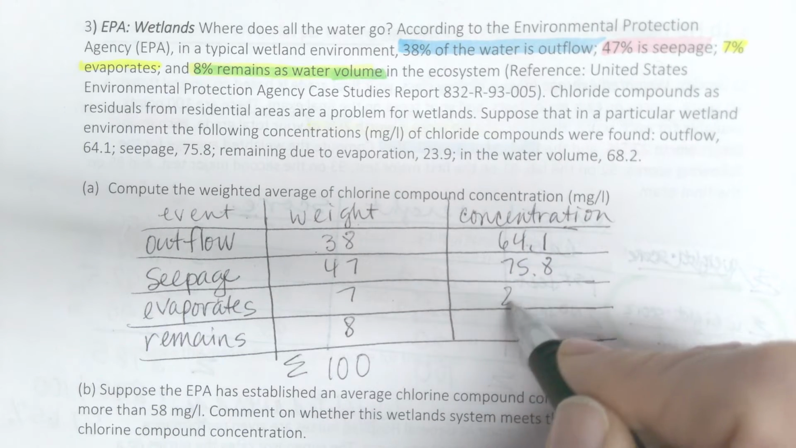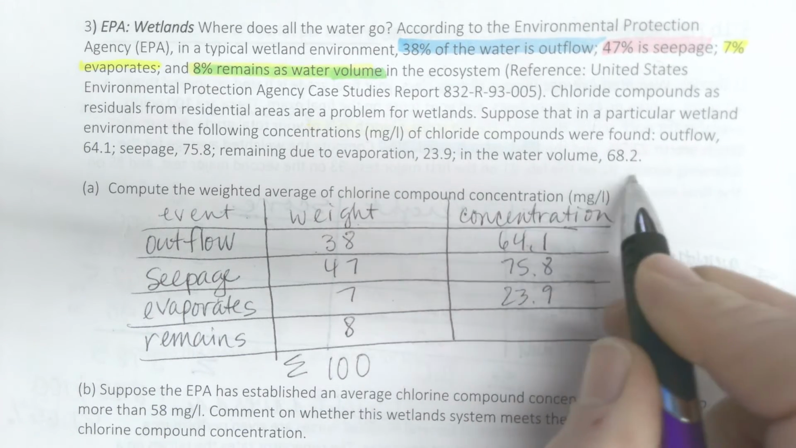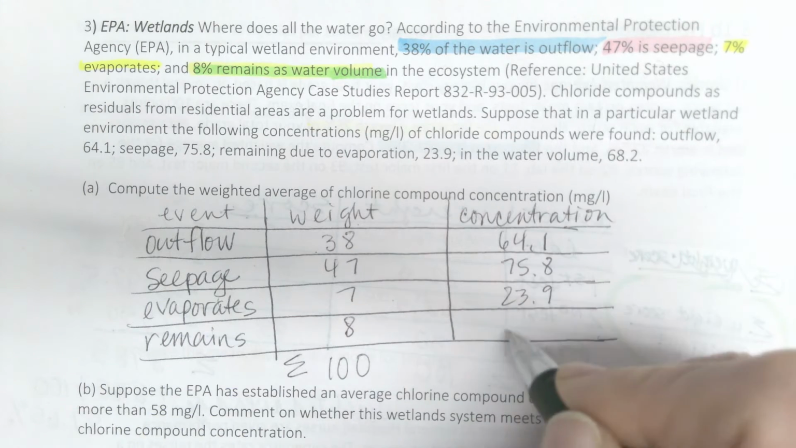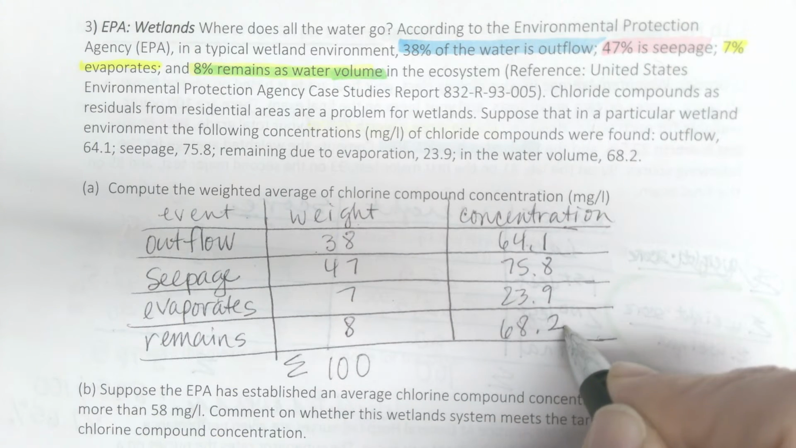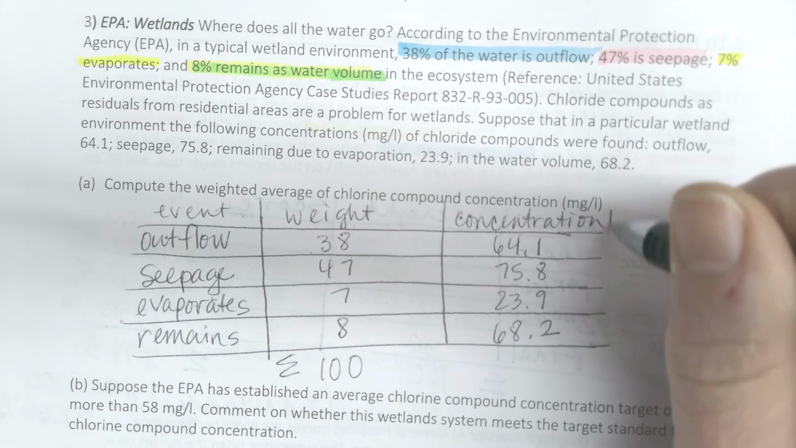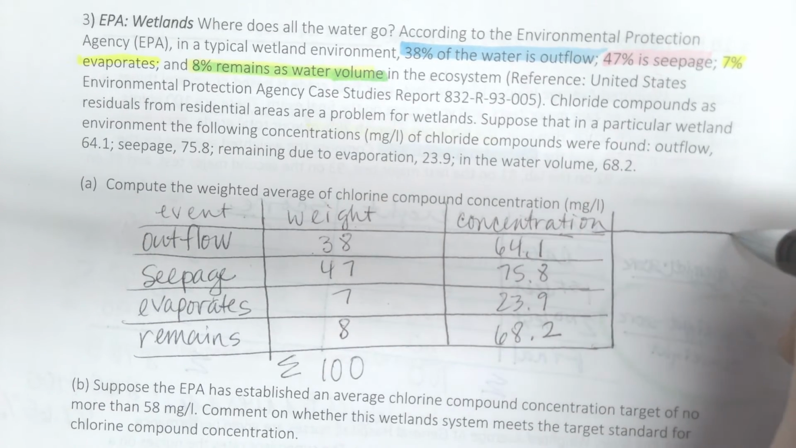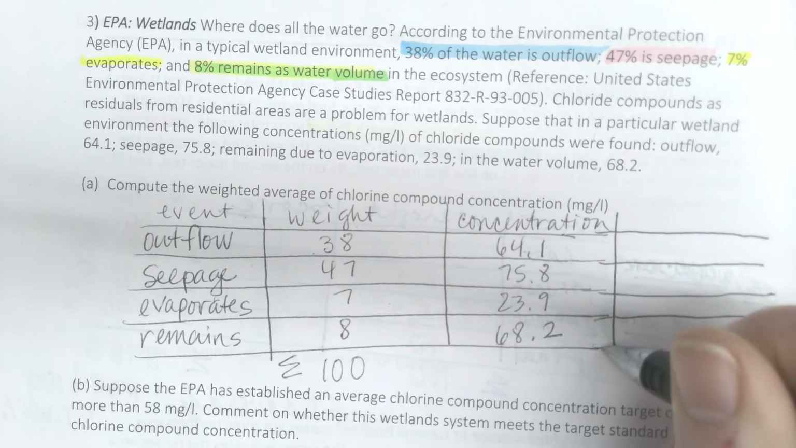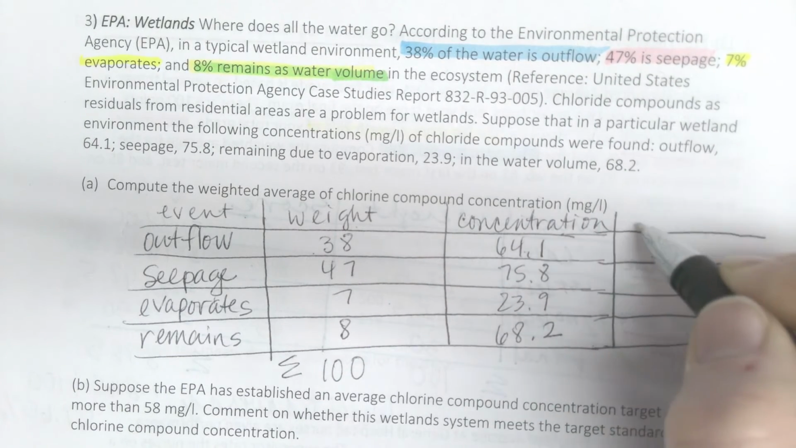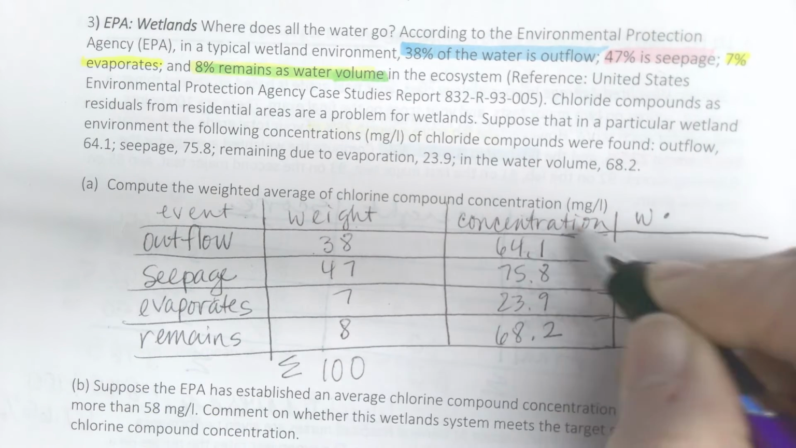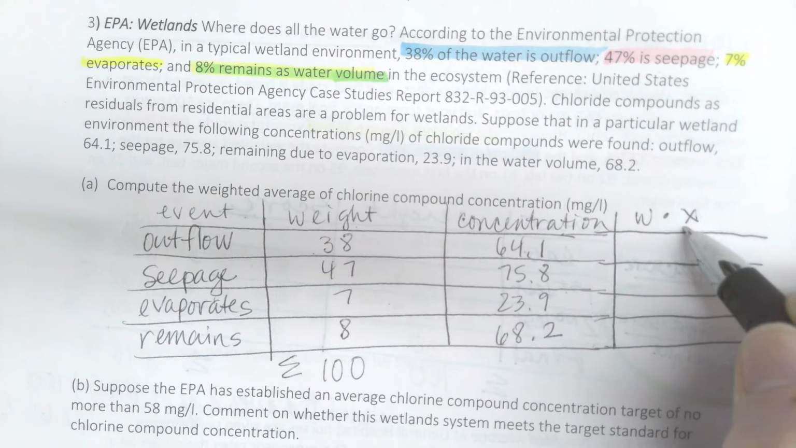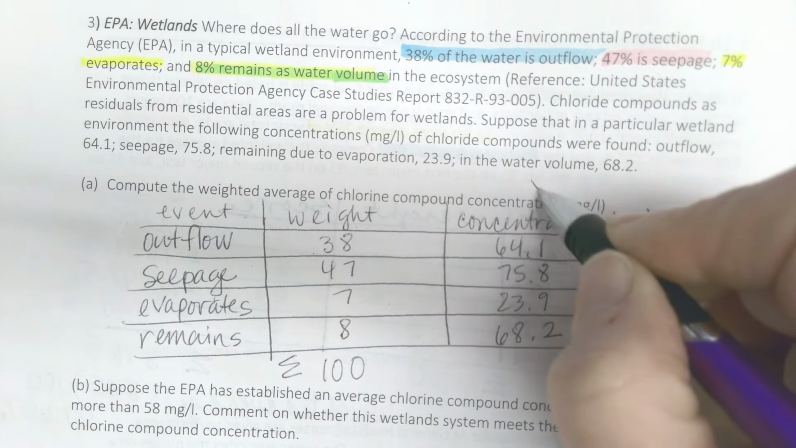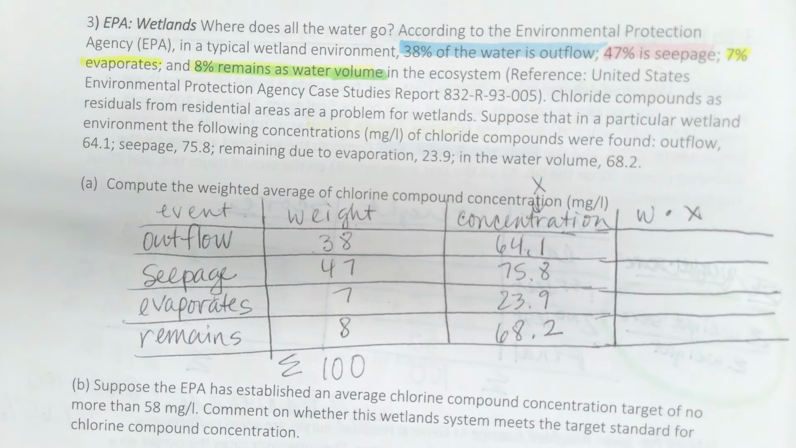Evaporation was the 23.9. And then the water left was the 68.2. And so again, my next column that I'm going to write is going to be that product of those 2 things. So it's the weight times the value. We can call it X, that's your score. This concentration is my X value, that's the value that's given for that certain thing. So I could just call it that in general. And again, it's going to be calculation.